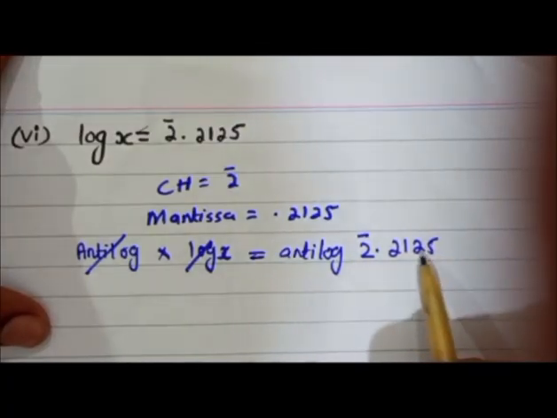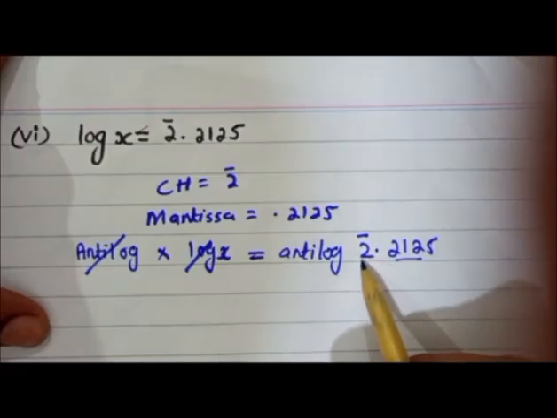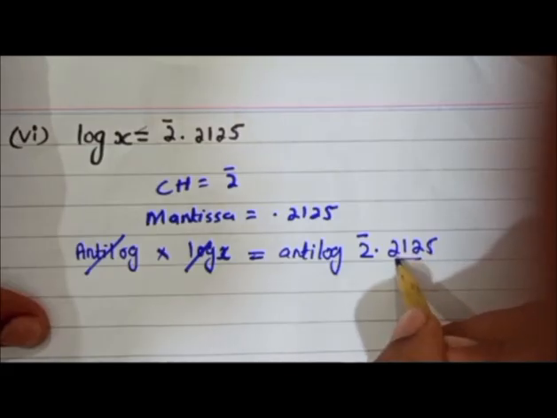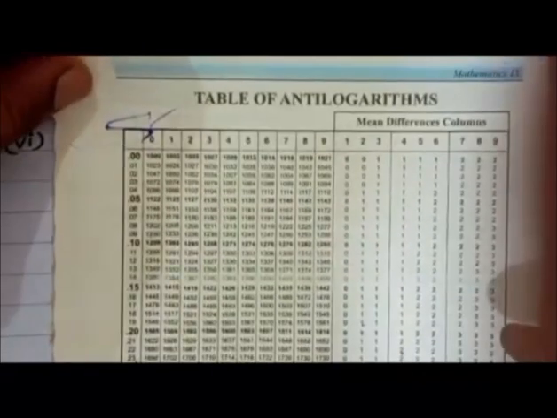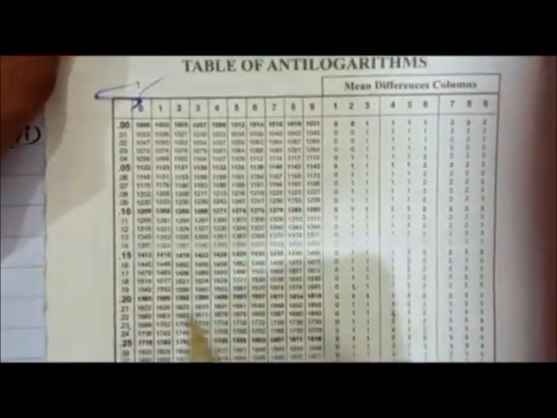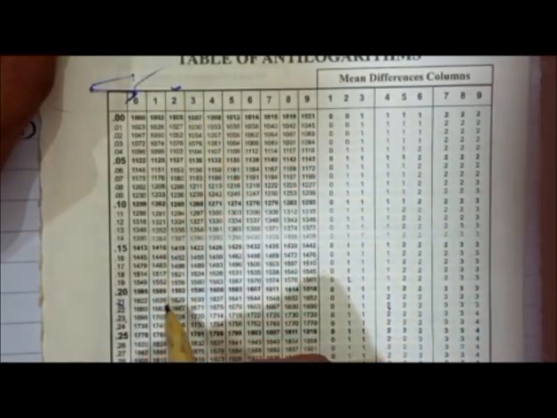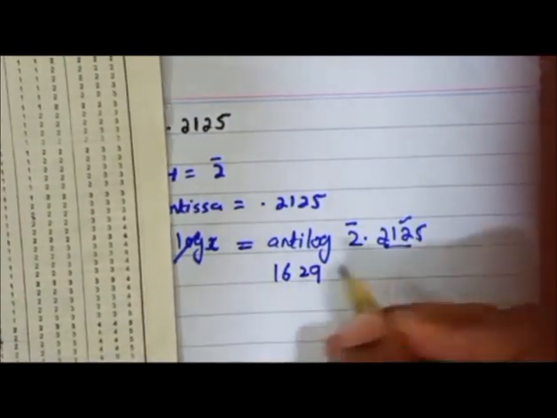I need to find the anti-log of this value. Remember, for finding out the anti-log, I need to go through the mantissa. So I will not touch the characteristic. So let's go through the mantissa. I will take these two digits, 2 and 1, 21. I will find 21 in the second column. Suppose this is my table for anti-logarithm. So this is 21 and this is the second column. What is the value of 21 in the second column? That is 1629. So I will write 1629.